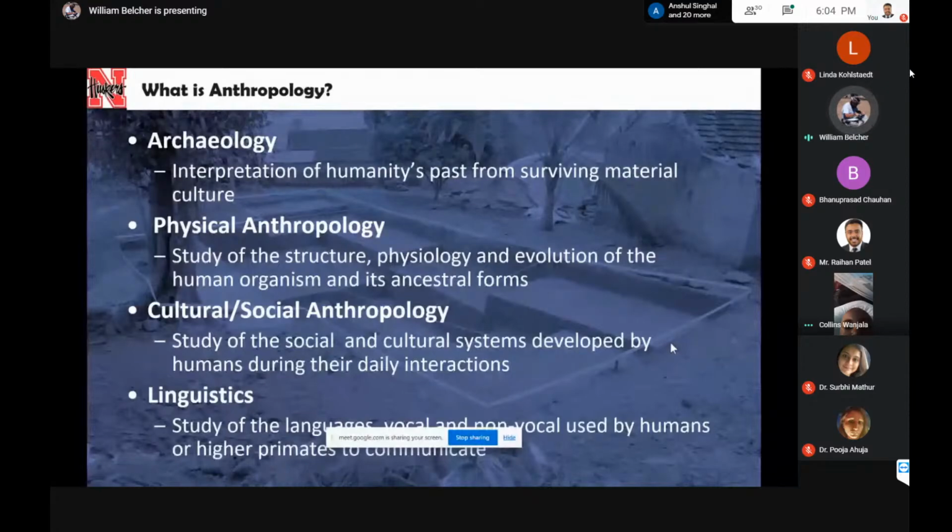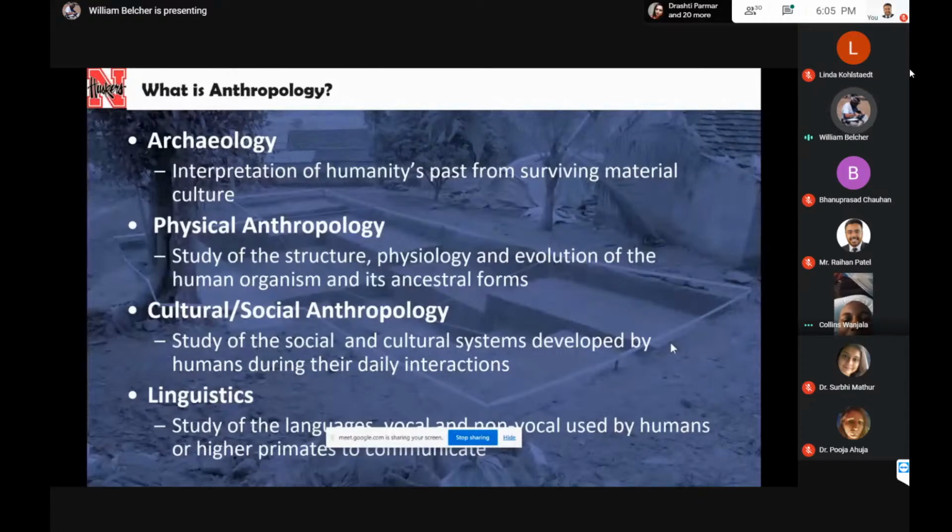The university is just north of Lothal, which is a really important archaeological site for India, with the Sarasvati or Harappan or Indus Valley civilization. Some of you may already be familiar, if you've gone to that important site, with what archaeology is. It's the interpretation of humanity's past from surviving material culture, looking at things that are in the ground to understand how people lived in the past. And physical anthropology is the study of the structure, the physiology, and the evolution of the human organism, as well as study of its fossil ancestral forms.